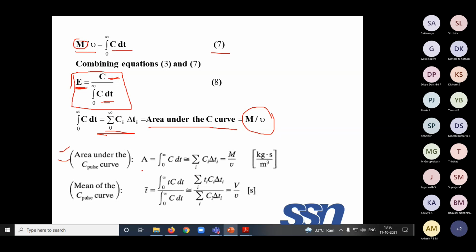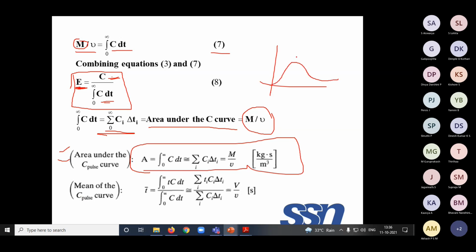That is what is here. That is the same thing I am putting here: the area under the curve, and the mean of the pulse. So you are getting a Gaussian, or some distribution. I want to know the mean. Mean is nothing but the time spent by the molecule inside the reactor. Different molecules are spending different times.